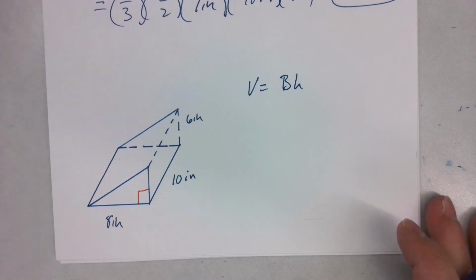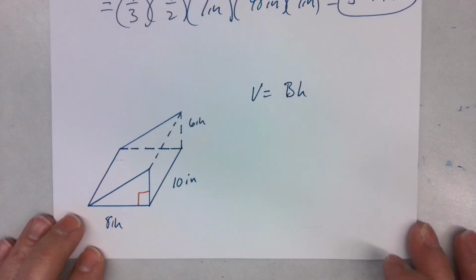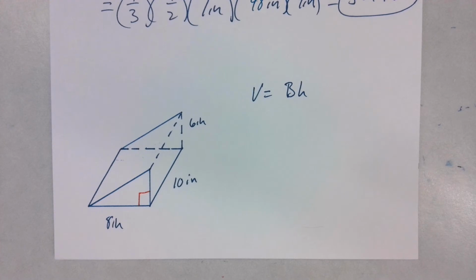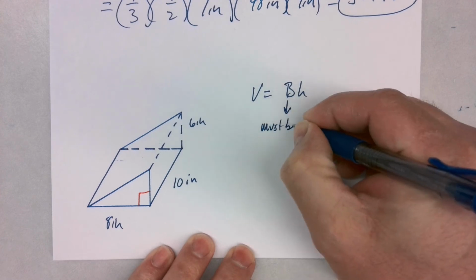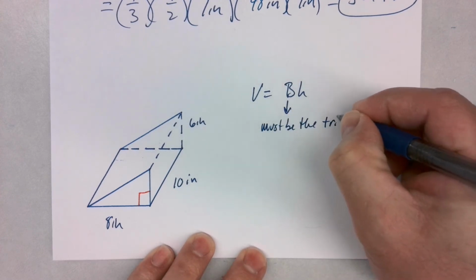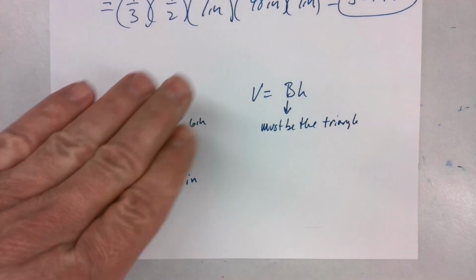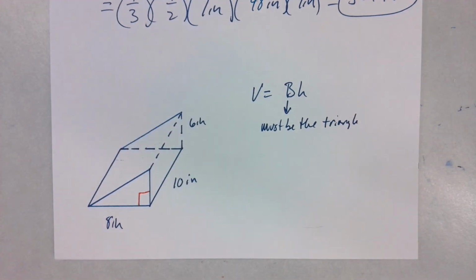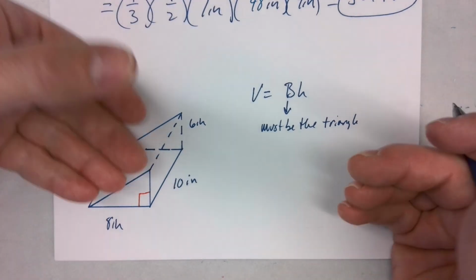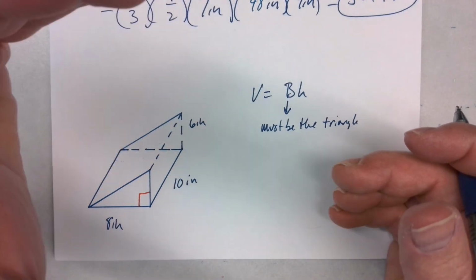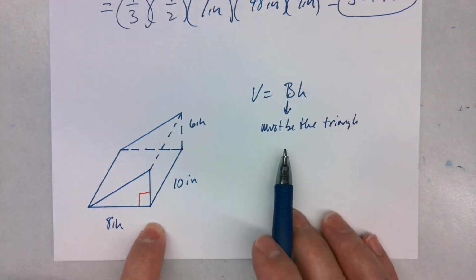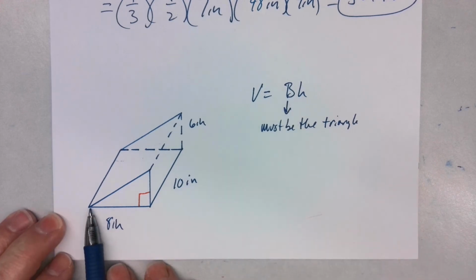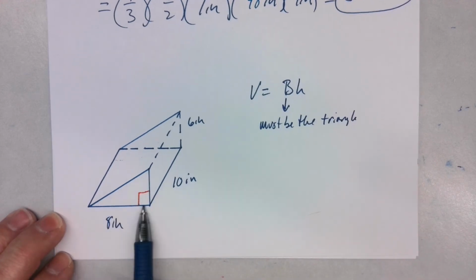Now, the reason this causes a little bit of problem is that whenever you have a prism like this, the B must be the triangle. Okay, so I've got to imagine this is actually standing up on its end. Does that make sense? I would envision this being stood up like this. So I've got my triangle at the top and my triangle at the bottom, okay? So in this case, my big B is going to be the area of this triangle.